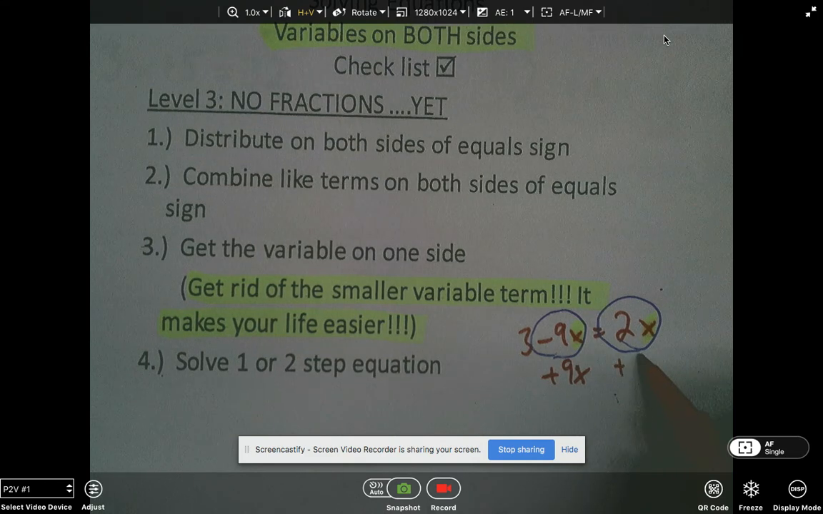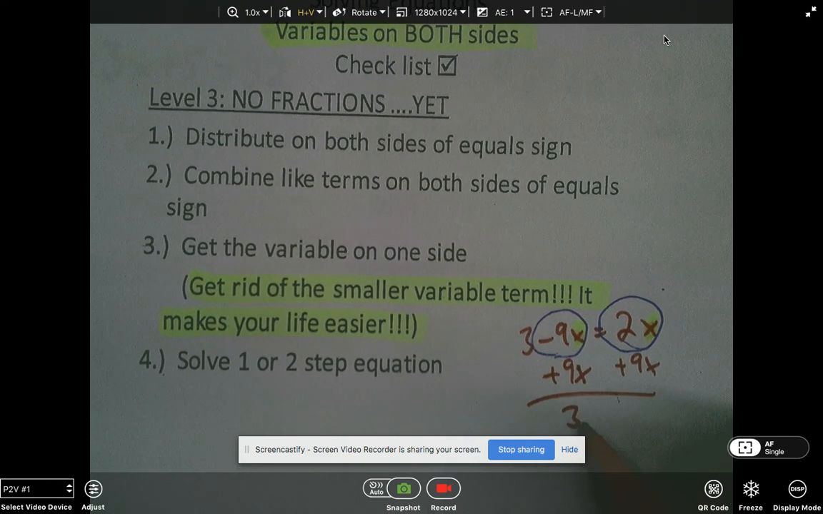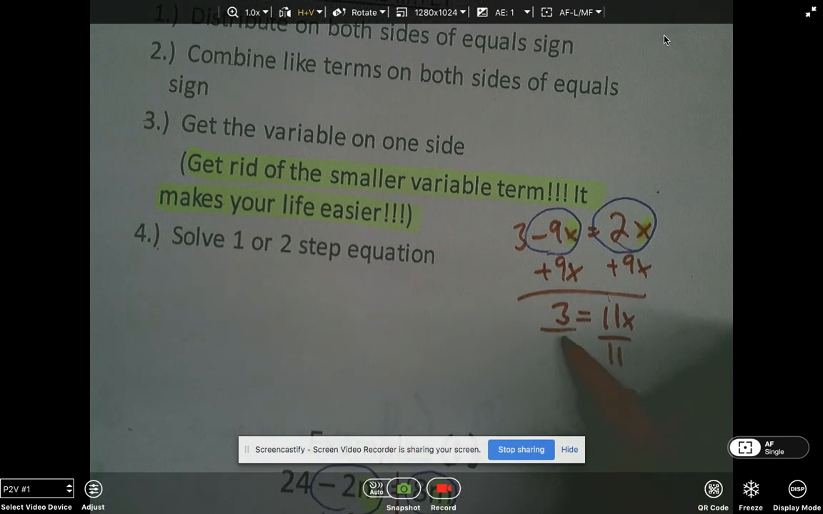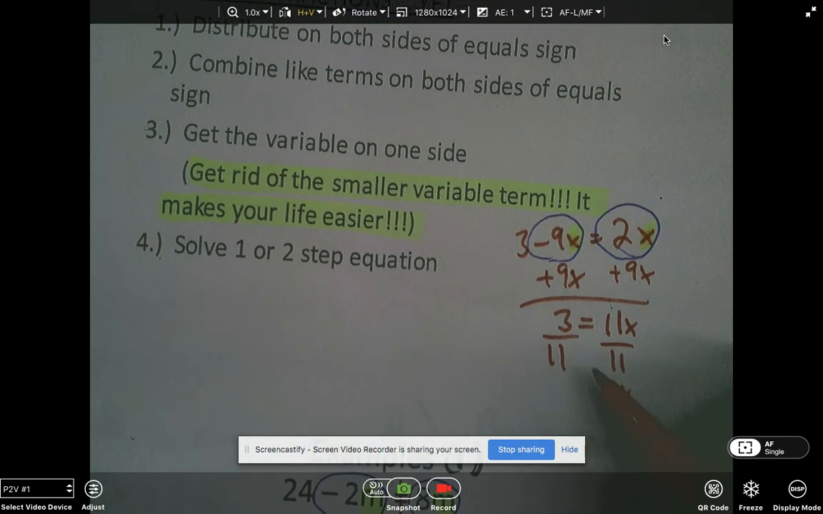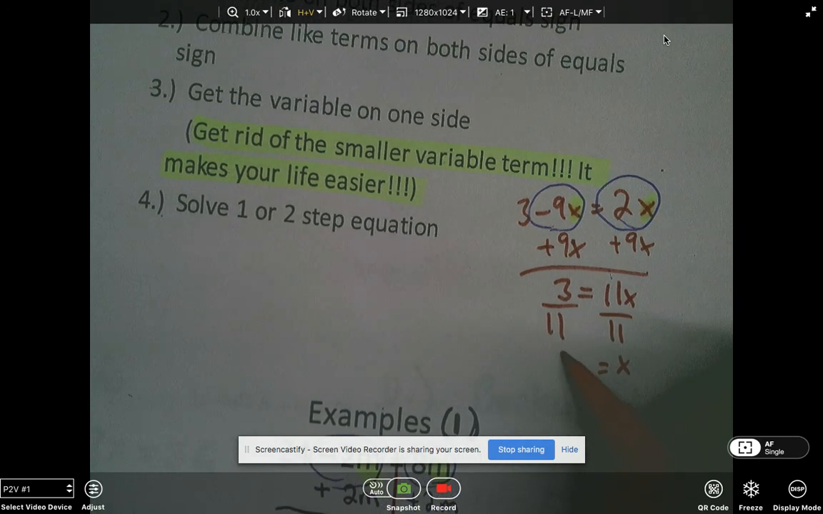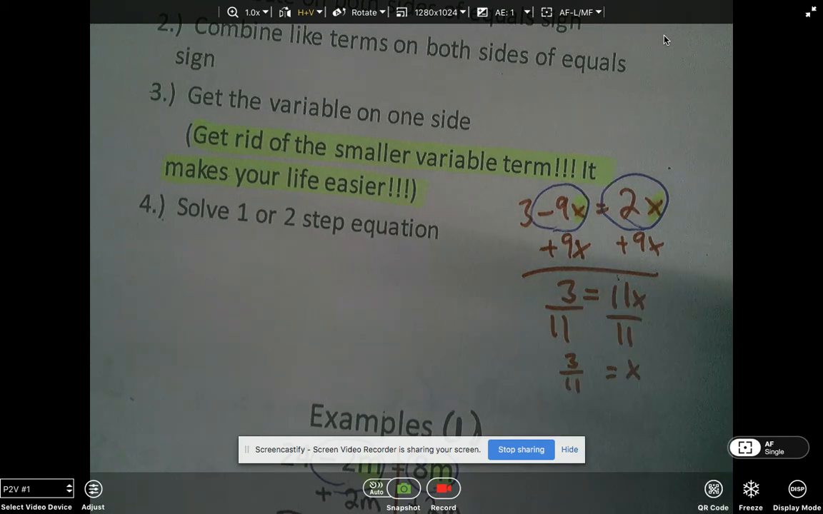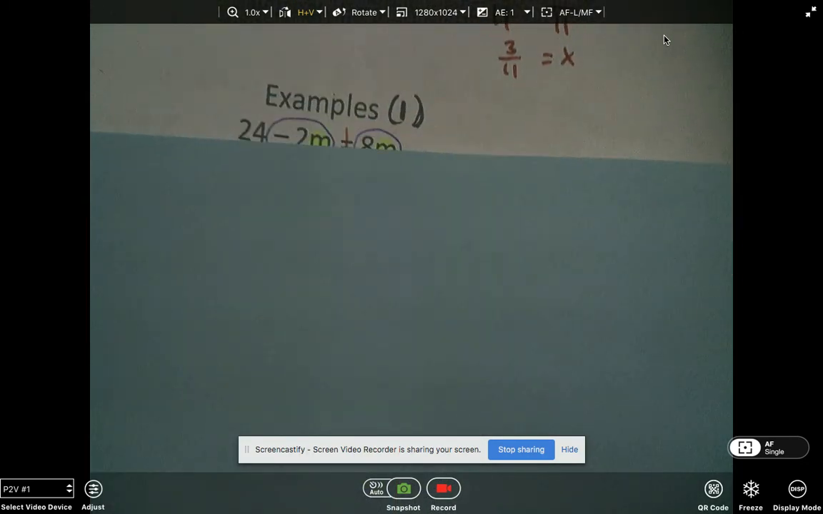Add 9x, add 9x. 3 equals 11x, and then this would come out to a fraction, divide by 11. Anyone know what you would write as a fraction there? Just 3/11ths. Okay, so let's go through some examples, and similar to the last video reference, we'll go through one step at a time.